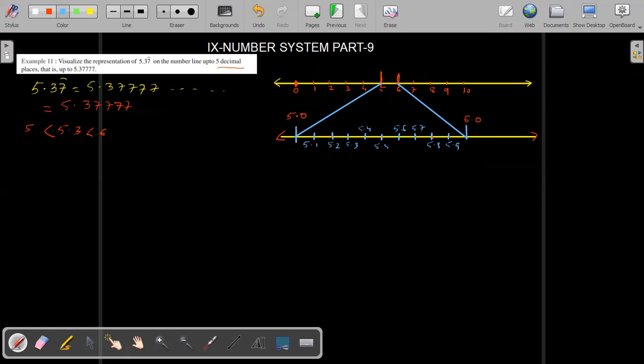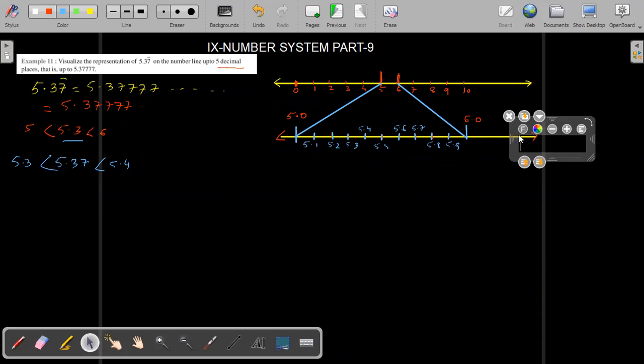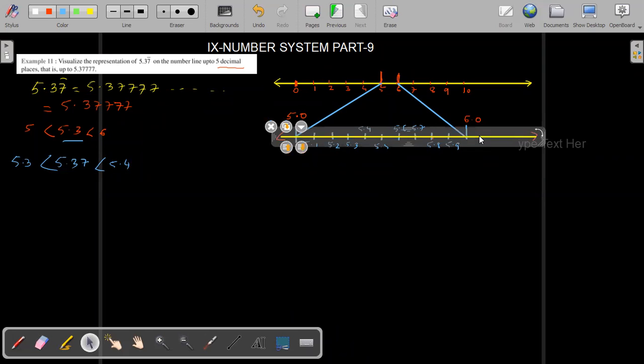So the next part is 5.37. Now we have to see where 5.37 is. This is 5.3. 5.37 is between 5.3 and 5.4. So we have to zoom this part, between 5.3 and 5.4. You have to zoom this part.